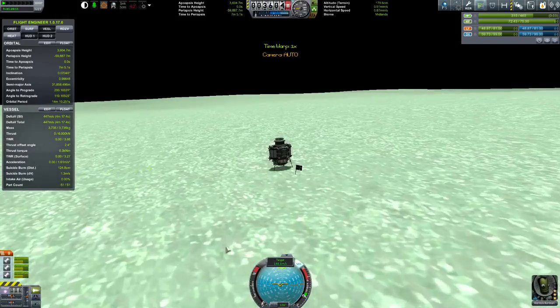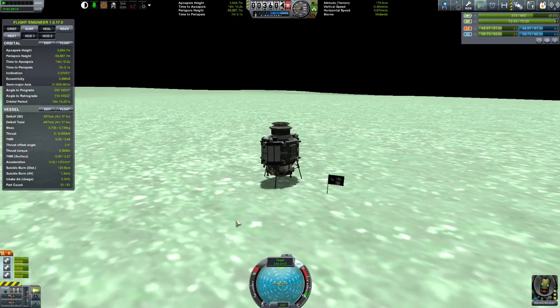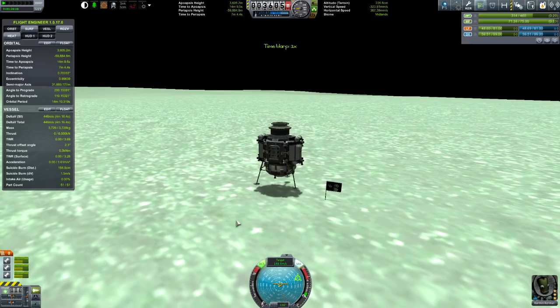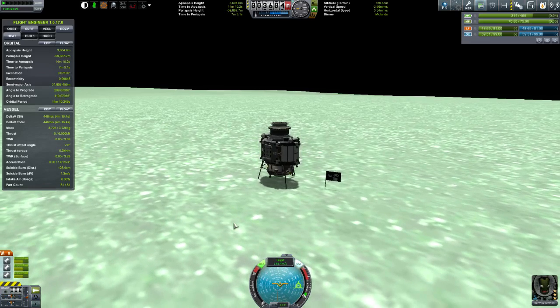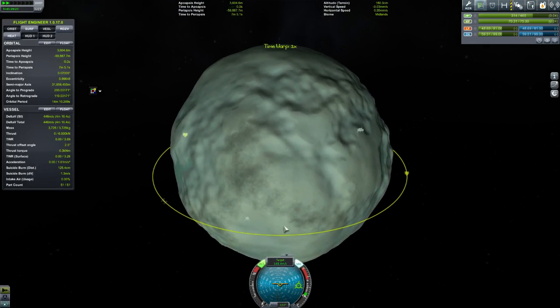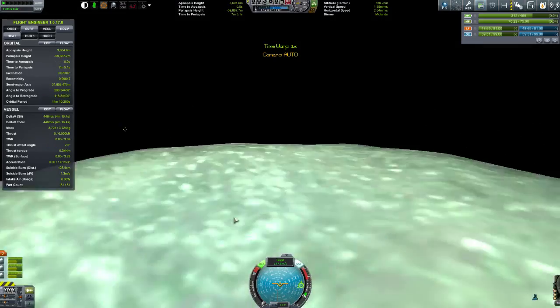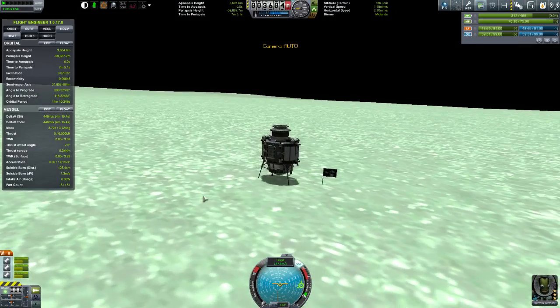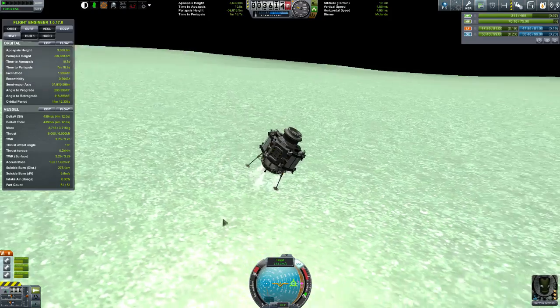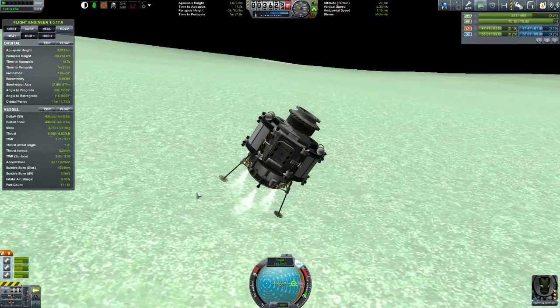Let me just get the nav ball in some sort of meaningful orientation. Okay, so that's nearly where I want it. Well, actually, it's probably right where I want it. Disable the RCS, throttle up, head towards the target. And that's a job well done.